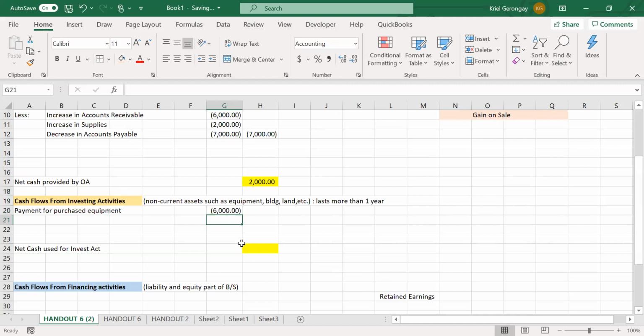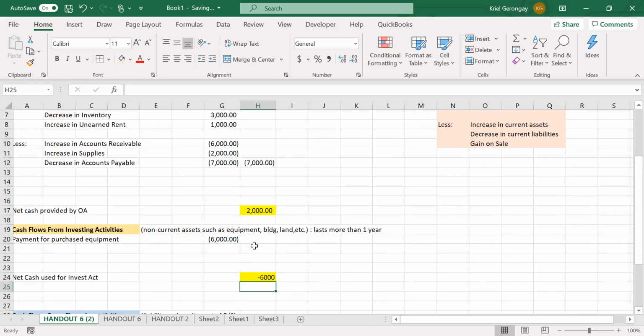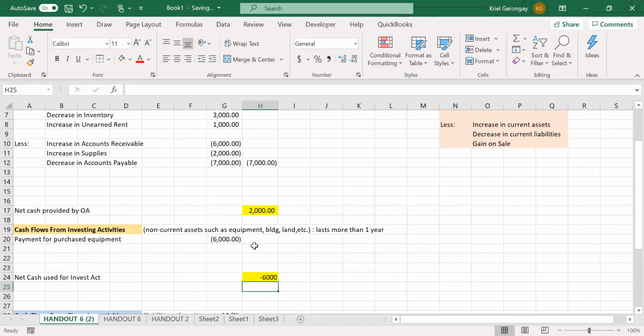And since this is the only non-current asset in this balance sheet, we don't really have to record anything except the equipment account. And so we can finalize the total. So your net cash used for investing activity would be negative 6,000. Does that make sense?